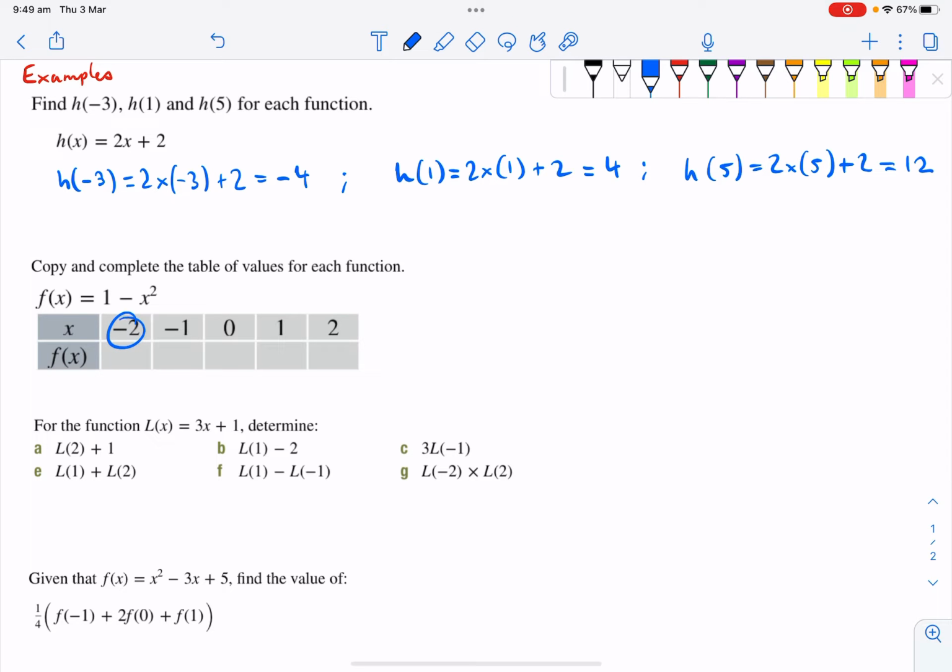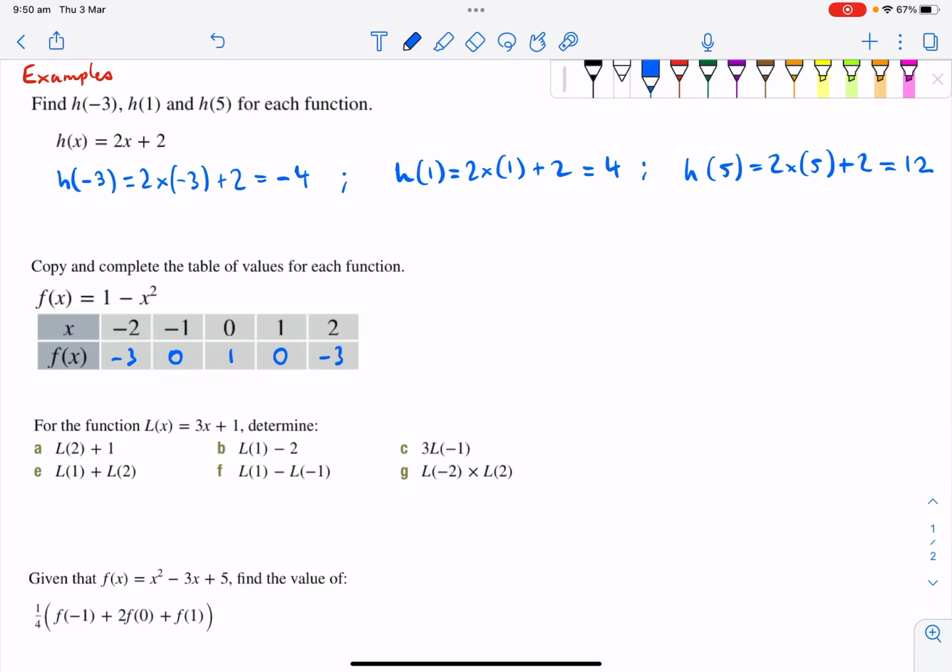But anyway, subbing this into here, and then writing the result underneath like a normal table of values is all that's required here. So we go -2 into here. That's going to be +4. So 1 take away 4, that's going to give us -3. Putting -1 here, 1 take away 1 is 0. Putting 0 here, 1 take away 0 is 1. 1 take away 1 is 0 again. And then 1 take away 2 squared is -3. So no problems there.